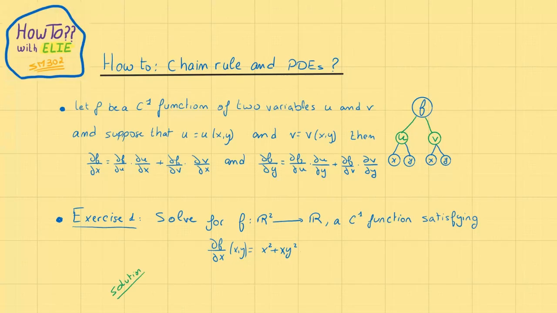So in this case, what's the primitive of x² with respect to x? That's x³ over 3. What's the primitive of xy² with respect to x? That's x²/2 times y². So f can be written as x³/3 plus x²/2 y² plus eventually a function of y that can be a constant or really a function of y. Why? Because when we differentiate f with respect to x, this function of y will disappear. Its derivative with respect to x will be equal to 0.